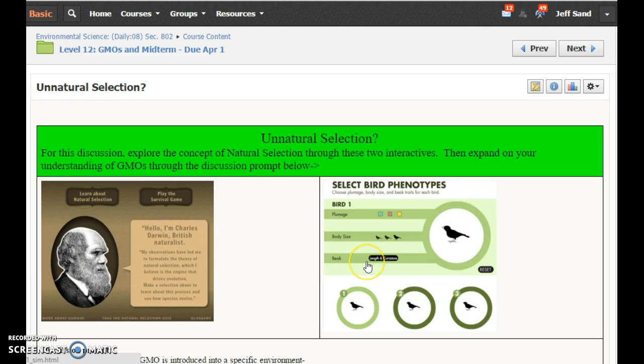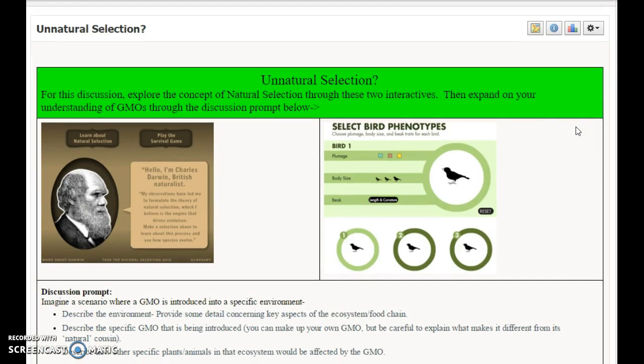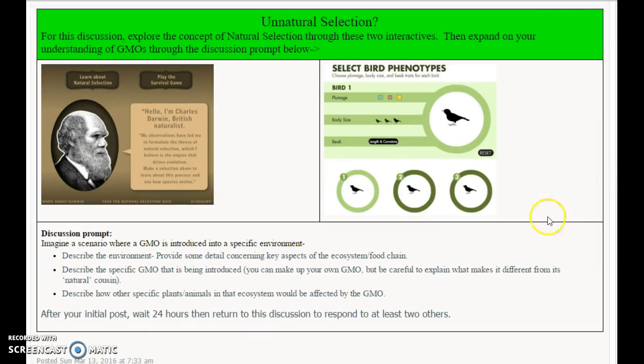here's 2 interactives about natural selection. And so for this discussion, what you'll do is you'll explore both these as a way of refreshing or being introduced to natural selection. And then you're going to imagine a scenario where a GMO is introduced into an environment, and you're going to essentially explain what happens as a result. And the focus of this discussion is this concept of unnatural selection.